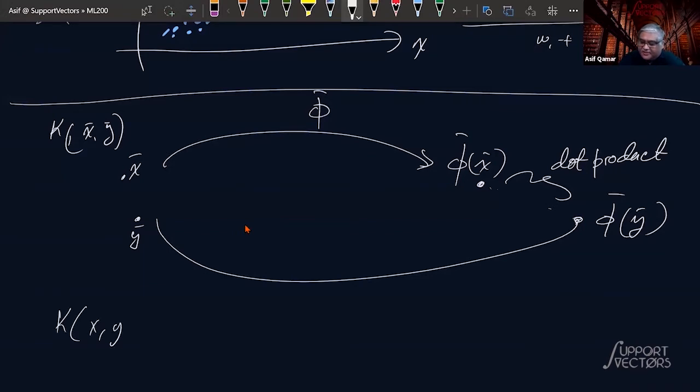The kernel K(x, y) is actually nothing but a dot product in a transformed space of the points.